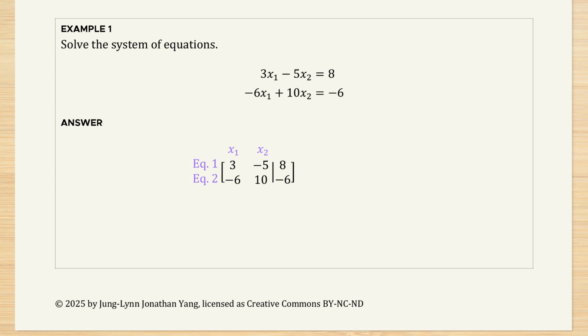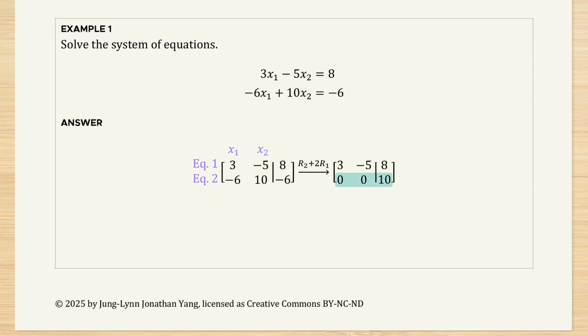Now we row reduce, trying to get as many zeros as we can in this augmented matrix. Looking at the 3 and the -6, we have a common factor of 6. We can cancel that -6 by adding 2 times 3 to the -6. Row 2 plus 2 times row 1. -6 plus 2 times 3 is 0. 10 plus 2 times -5 is also 0. -6 plus 2 times 8 is 10.